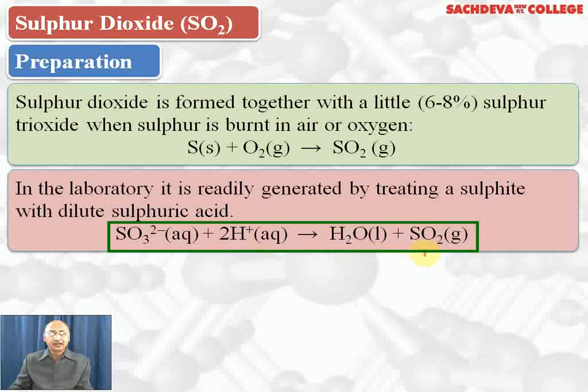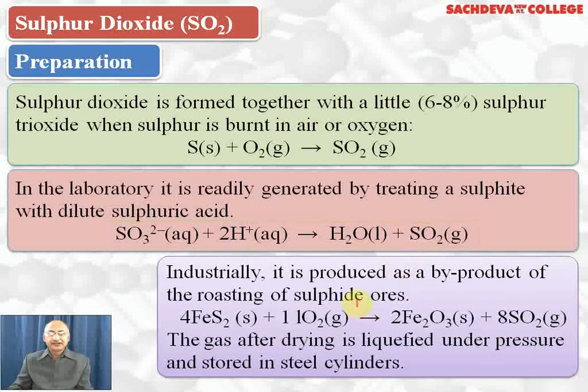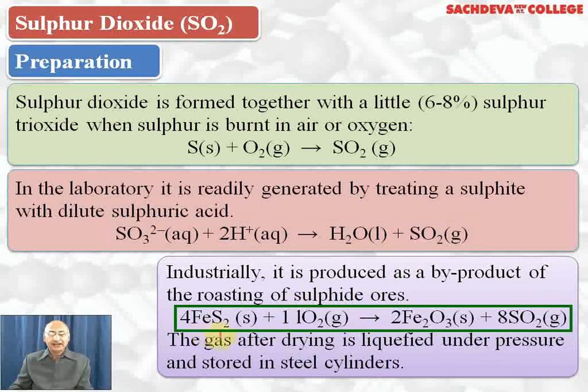and sulfur dioxide gas. Industrially, it is produced as a byproduct of roasting of sulfide ores. This is iron pyrite, which when oxidized in the presence of oxygen, we get ferric oxide plus sulfur dioxide gas. So as a byproduct of roasting of sulfide ores, sulfur dioxide can be manufactured.